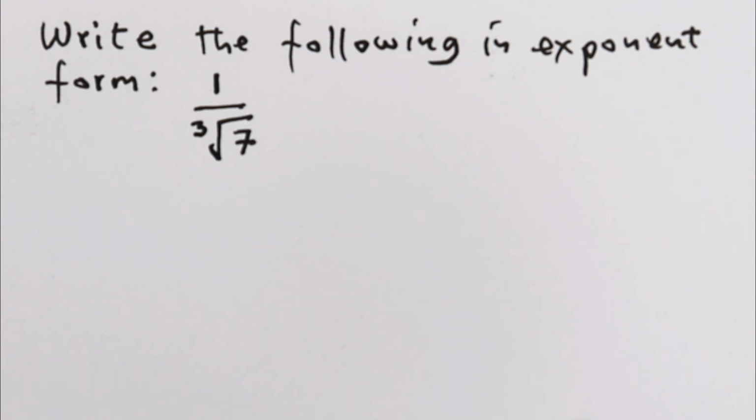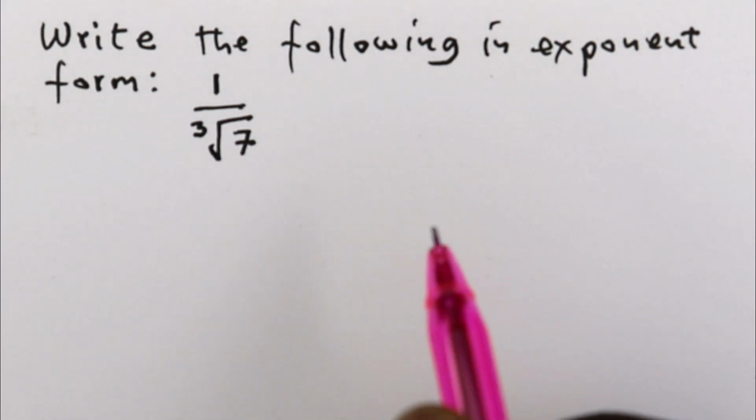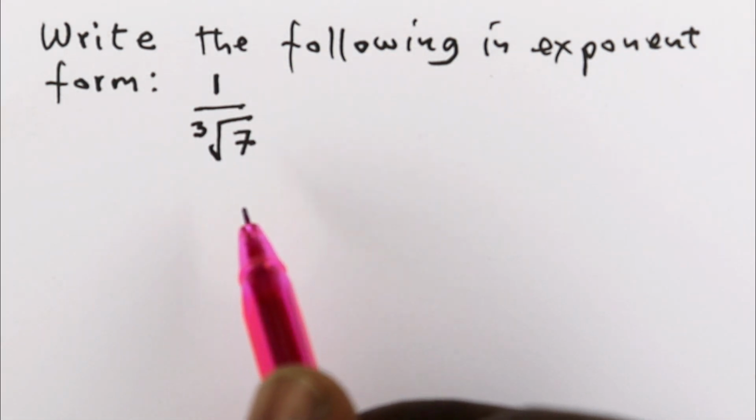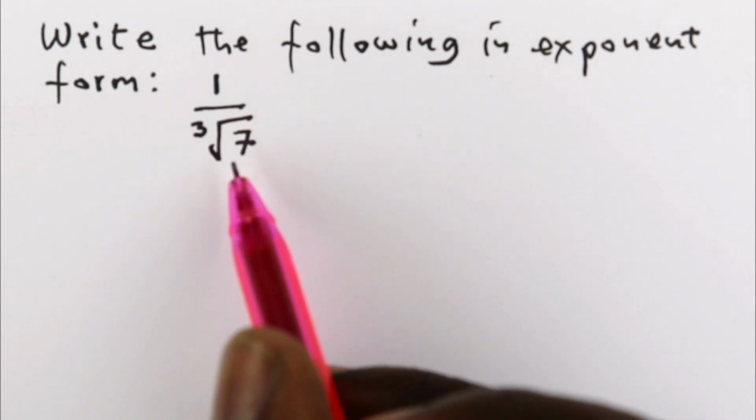Let us look at this question. Write the following in exponent form. So we're just going to apply the laws of indices to manipulate what we have here. So the first thing that you'll see is the root sign.